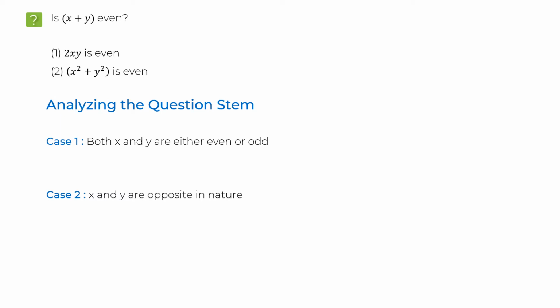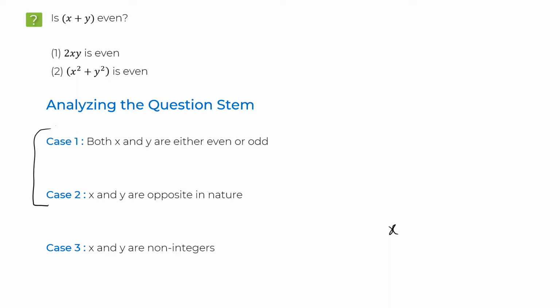But what they don't realize is they have just assumed something and missed out on the third case, which is that x and y can be non-integral as well. When we say is x plus y even, it is not mentioned that they are integers. Case 1 and case 2 are only applicable if they are integers. If x and y are non-integers.